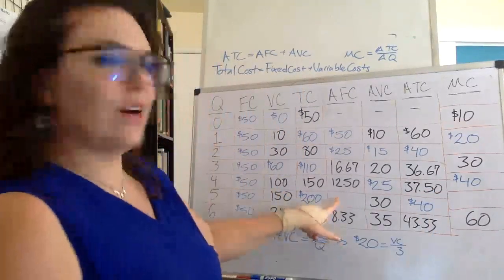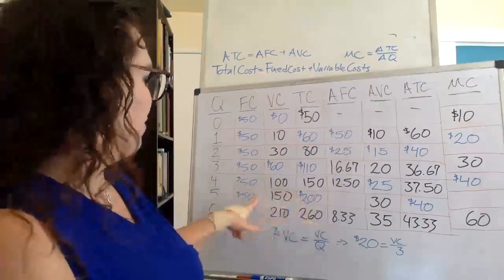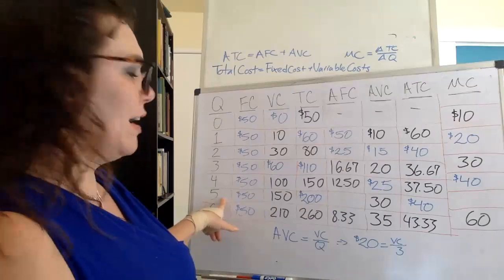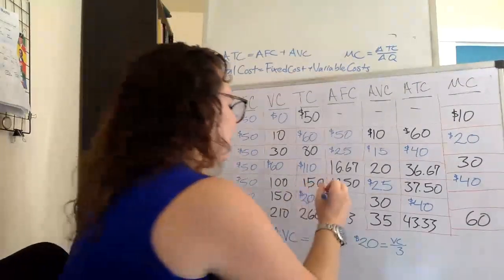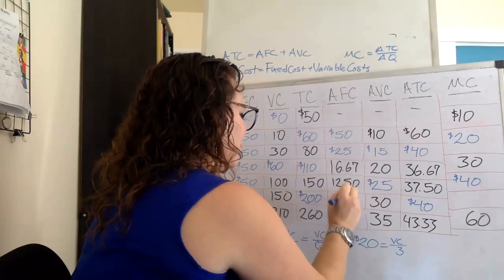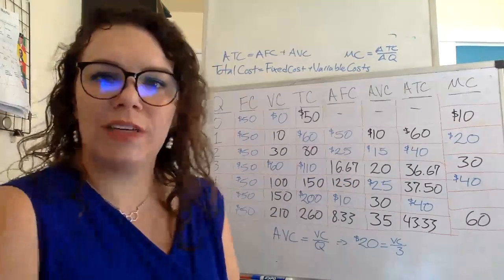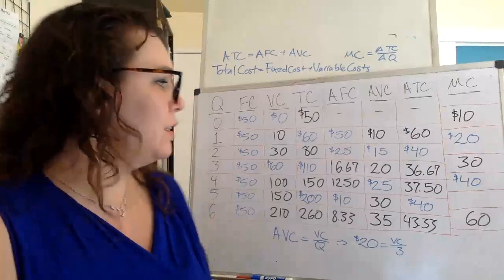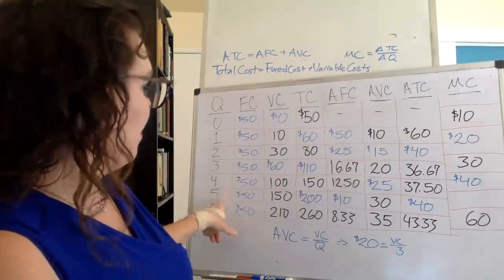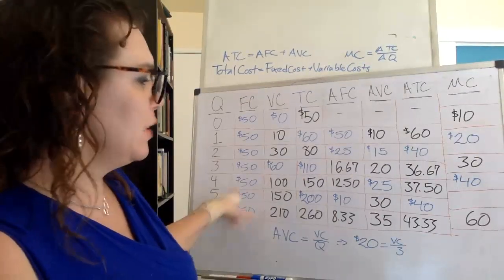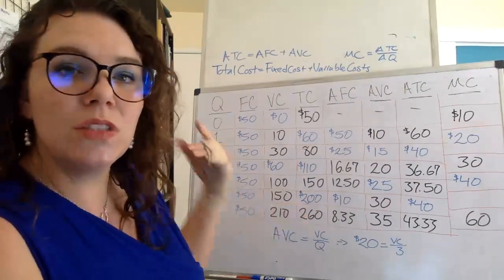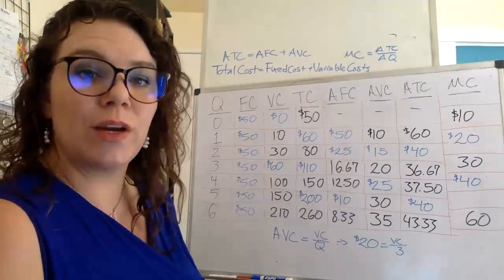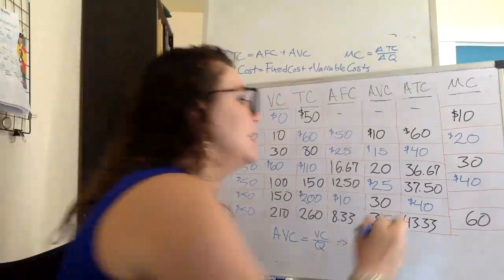We can also find our average fixed cost. It's going to be $50 divided by a quantity of 5. So again, 50 divided by 5 is 10. And then the last square we need to fill in is the marginal cost of that 5th unit. The 5th unit of production is going to take us from 150 to 200. So it's going to have a marginal cost of $50, right? 200 minus 150 is 50.